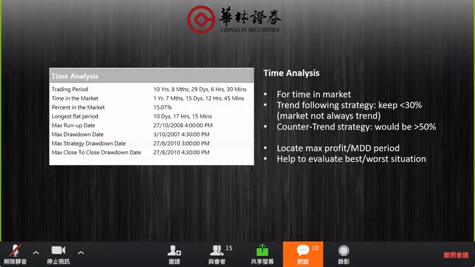All right. Then of course it will help you to evaluate the best and worst situation. The max drawdown date will be the worst, and the max run up date will be the maximum profit. So you can see during that period of time, under what circumstances your strategy will make the most profit, and under what circumstances it will make the least profit, or sometimes the greatest loss. So it's more like a mirror for you to look at your strategy inside out. Not just evaluate the best part, but also the worst part.